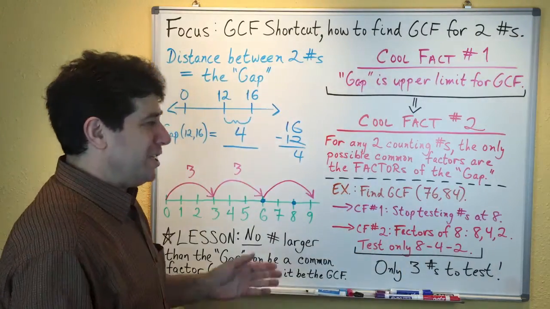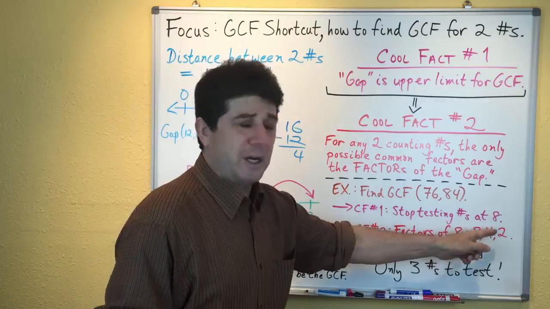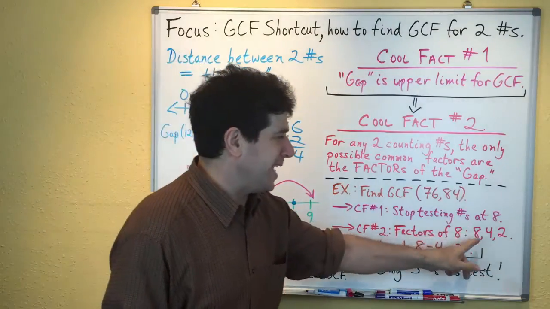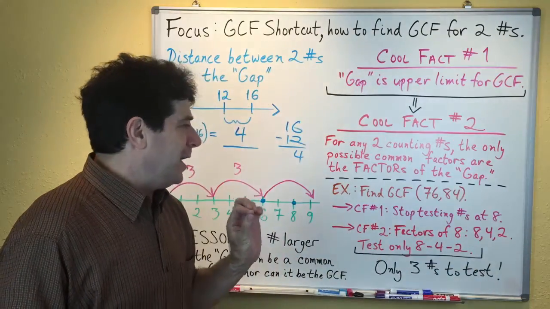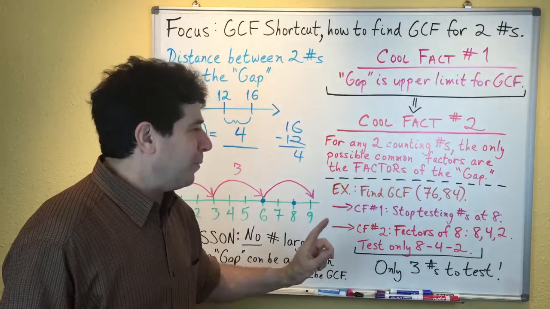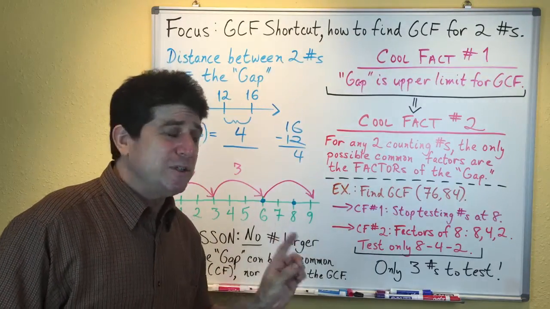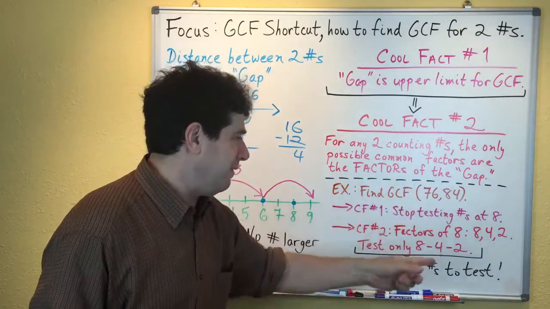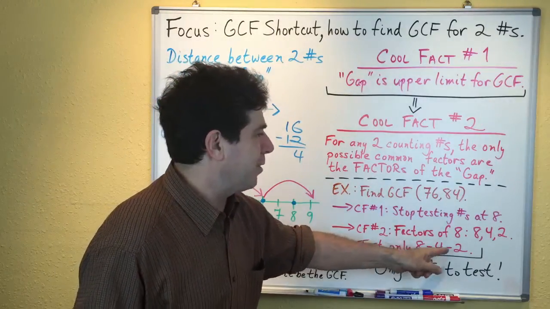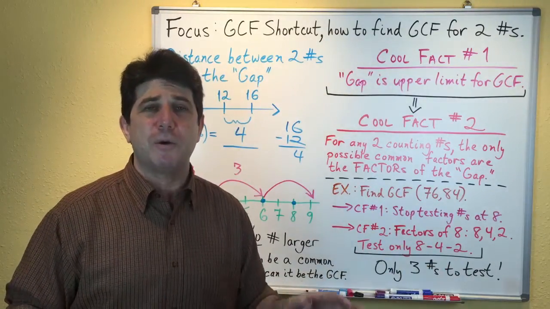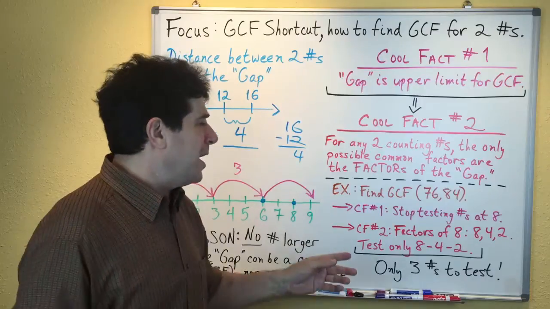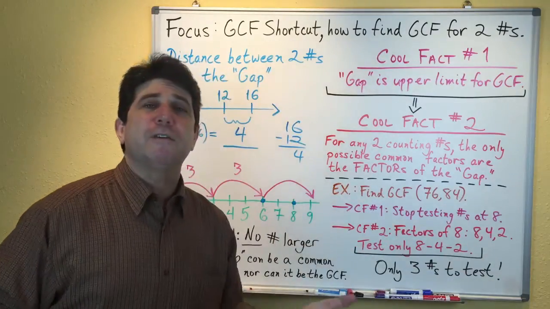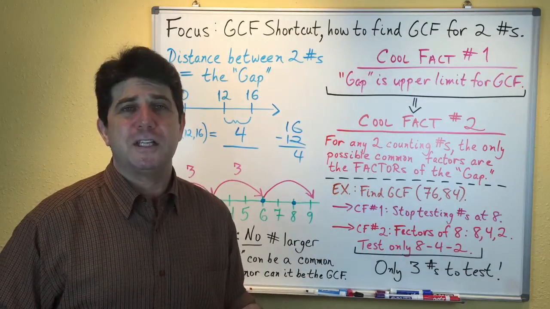Well, what numbers go into 8? 8, 4, and 2. Notice I put them in descending order. Okay? You'll see why in just a minute. But what that means is the only numbers you need to test for 76 and 84 are 8, 4, and 2 to see if any of those go into 76 and 84. And if you test them in that order, the first one you get will be the GCF.